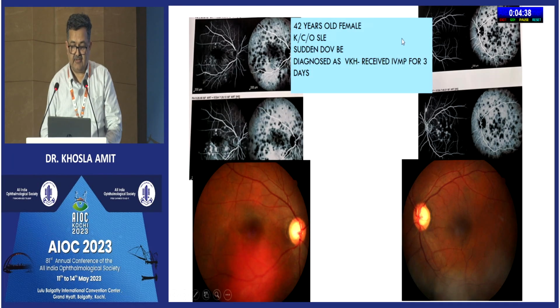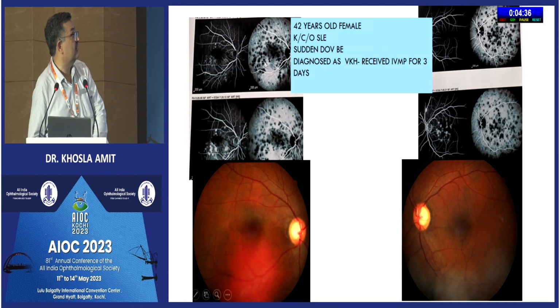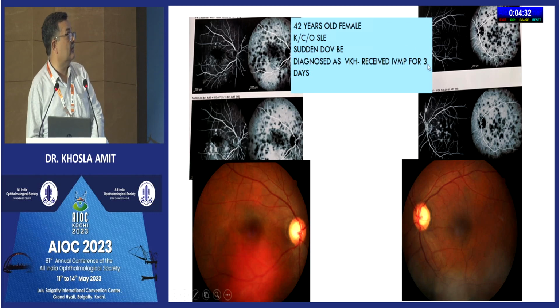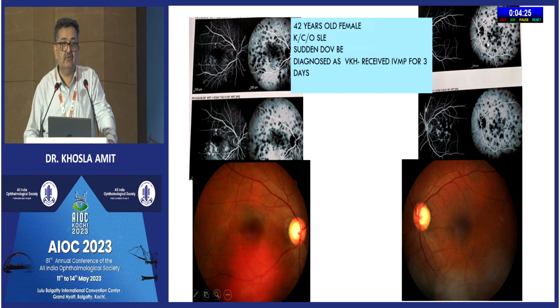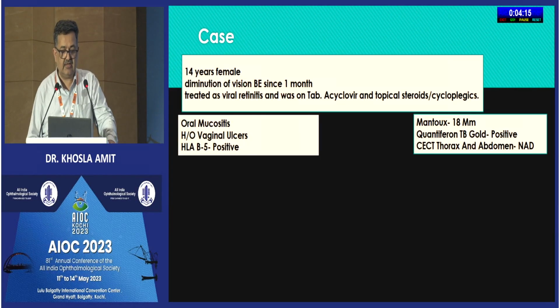You can see this patient has activity in the right eye. In the left eye, the FA doesn't show any activity on follow-up, but the ICG shows it. So the left eye was also active. So you have to use all the tools. Before you stop treatment in a VKH, get an ICG done or an OCT angiography, but ICG is better. It will tell you of active disease at the end, otherwise you will lose the eye.